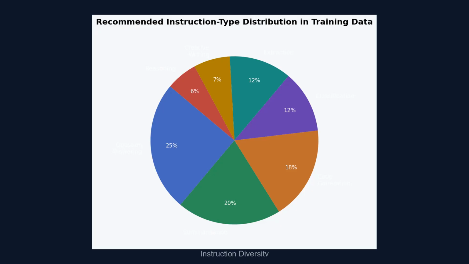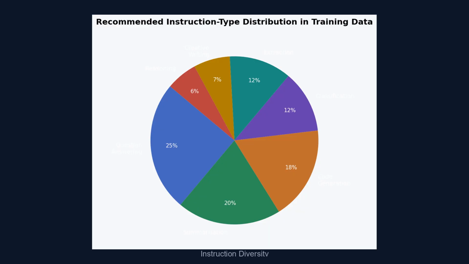This pie chart shows a recommended distribution of instruction types for a general purpose training dataset. Question answering takes the largest slice at 25%, reflecting how often models are asked to retrieve and explain information. Summarization comes in at 20%, code generation at 18%, classification and extraction each account for 12%, and creative writing rounds out the chart at 7%.